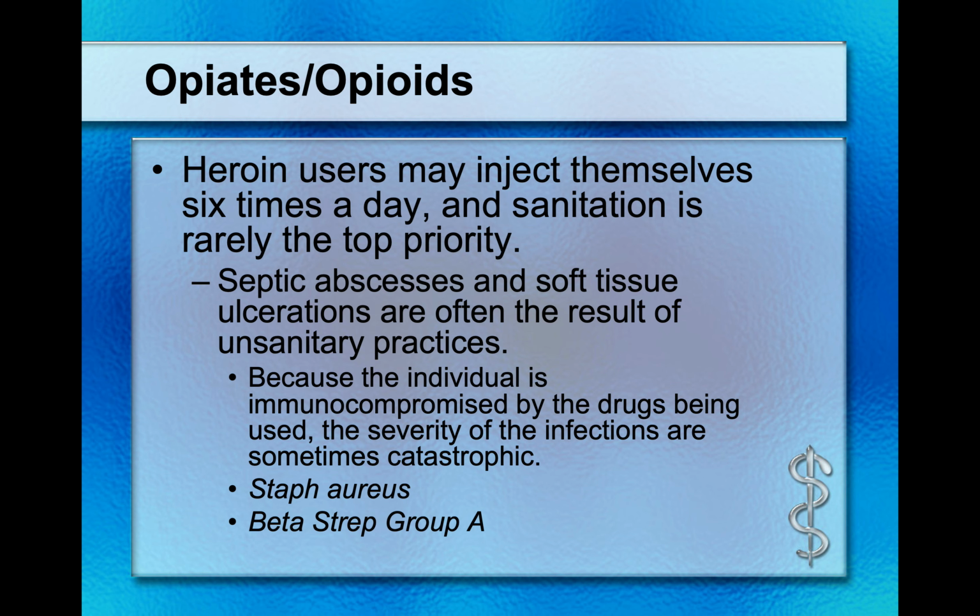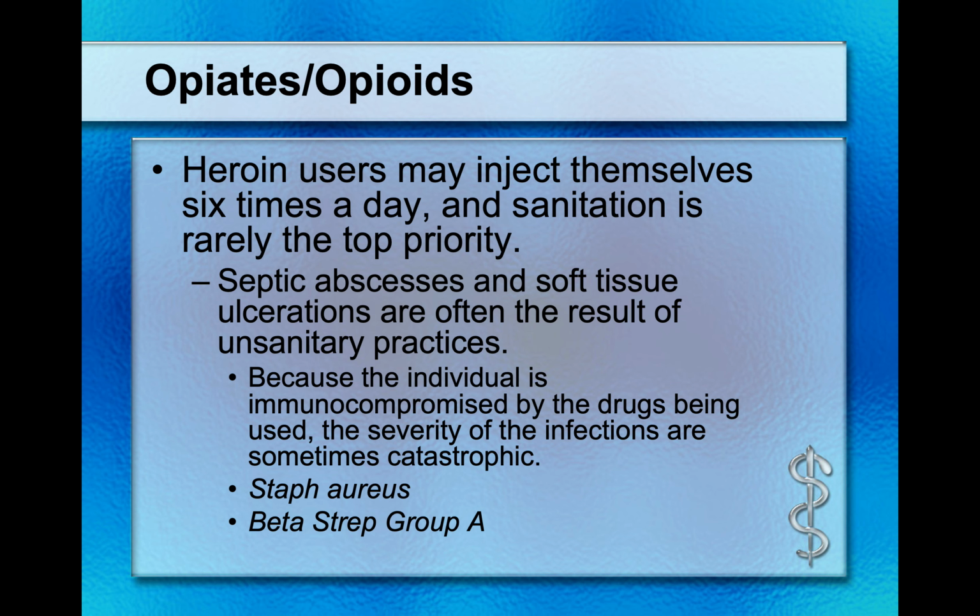Heroin users may inject themselves 6 times a day, and sanitation is rarely the top priority. Septic abscesses and soft tissue ulcerations are often the result of unsanitary practices. Because the individual is immunocompromised by the drugs being used, the severity of infections is sometimes catastrophic. And of course, the coronavirus: because these people are immunocompromised, if they contract coronavirus, these addicts very often become a mortality due to their drug use and the coronavirus.